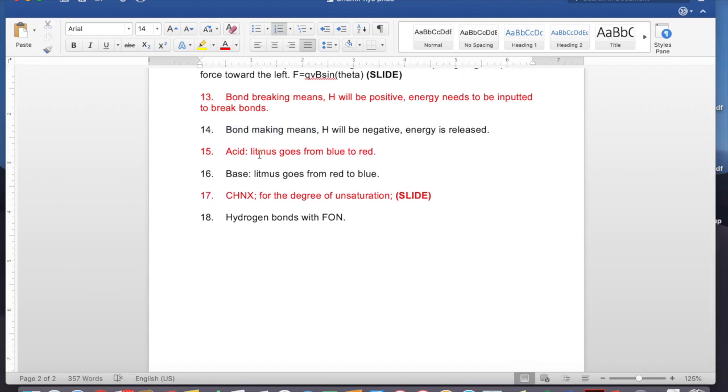Right. So for the litmus test, if it is an acid, it will turn red. The way I thought about it was that we always think of acid as being very dangerous, and red is the color we usually use for danger. So an acid will go from blue to red on the litmus test, and the base will be the other way, going from red to blue.